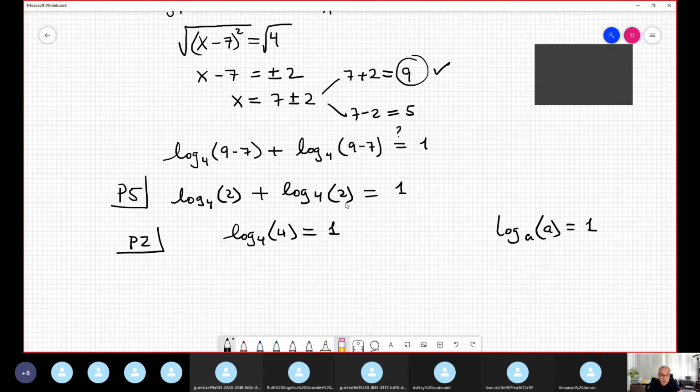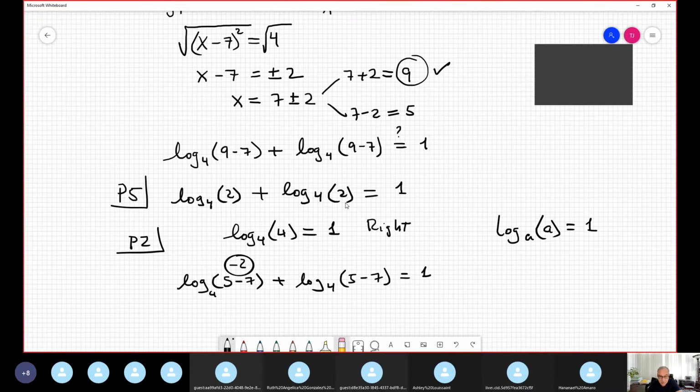Let me try 5. So again, a substitution in the original equation, 5. I can see it doesn't work because 5 minus 7 is negative 2, and negative 2 is totally illegal, it's completely out of the domain. So the logarithm of a negative number is impossible, it's undefined. Therefore, this is wrong, this is right. Nice. And this is wrong. Therefore, 5 doesn't work. The only solution that we have in this equation is 9.